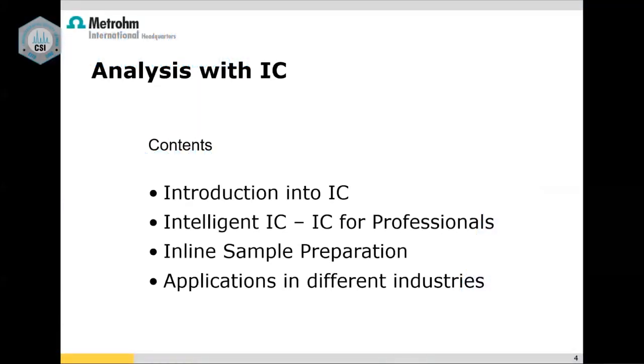Let us go into the presentation. Let's start with what will be the contents. The contents will be an introduction to IC, then a little bit on instrumentation, a couple of sample preparation techniques, quite interesting ones, and applications in different industries. So let's see where IC is used in different industries.